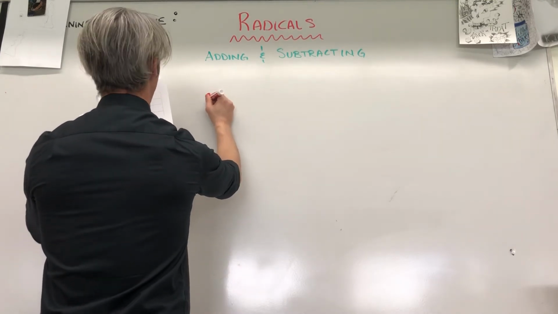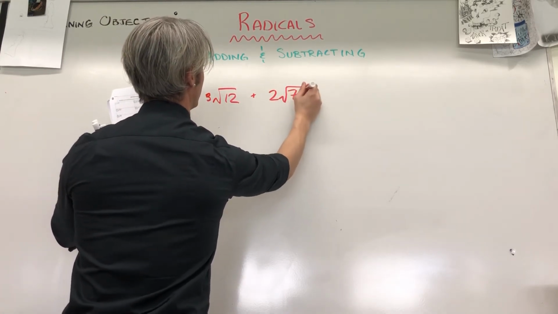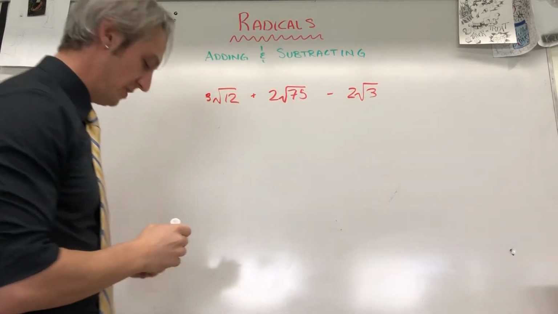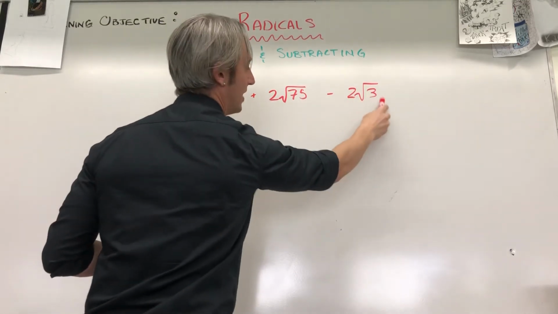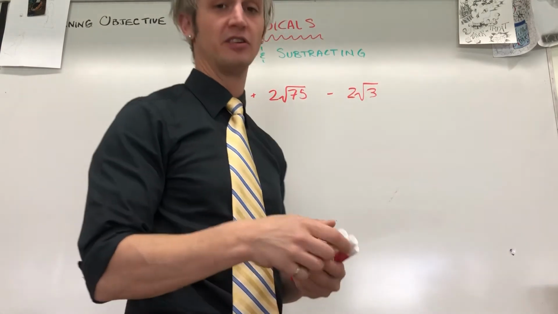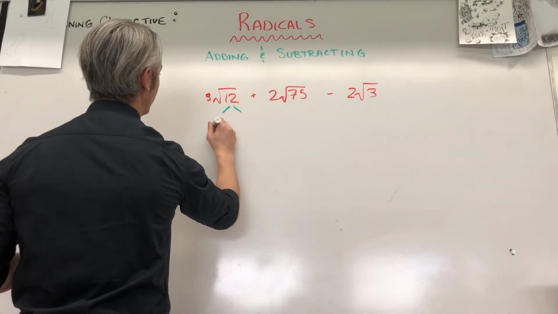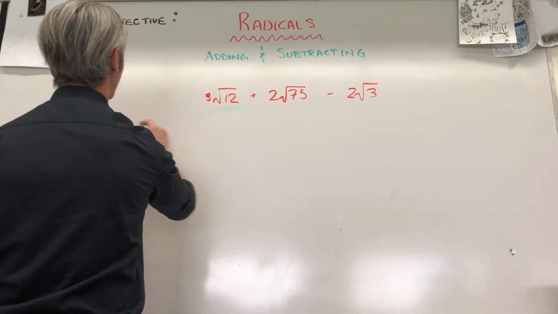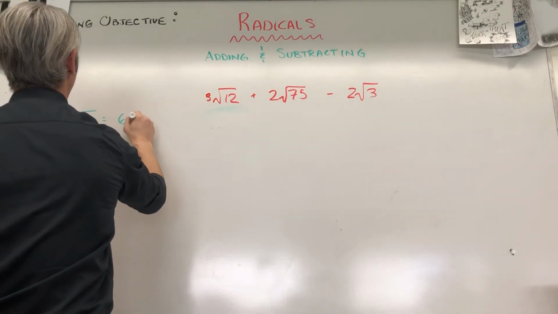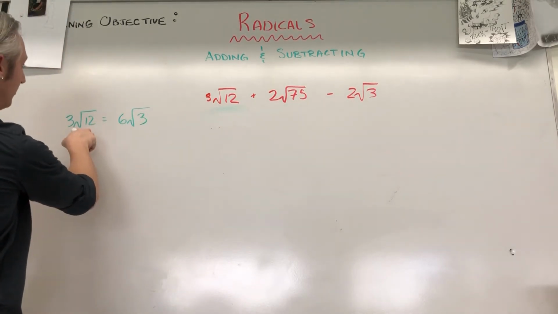So, I've got 3 root 12 plus 2 root 75 minus 2 root 3. So again, the only prime number under a radical here is the 3. So that's a hint that I'm going to have to break these down into mixed radicals of root 3. So first the 12, just like the last time, I don't even have to go because I've done 12, so 3 root 12 is equal to 6 root 3.